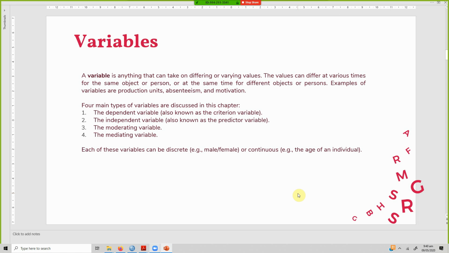Now your variables can be discrete: male, female, an employee working in the public sector or private sector, an employee in middle management or top management. So all these are clear discrete values. Or continuous, like the age of the individual, or if we take the average of job satisfaction, that becomes a continuous variable as well.